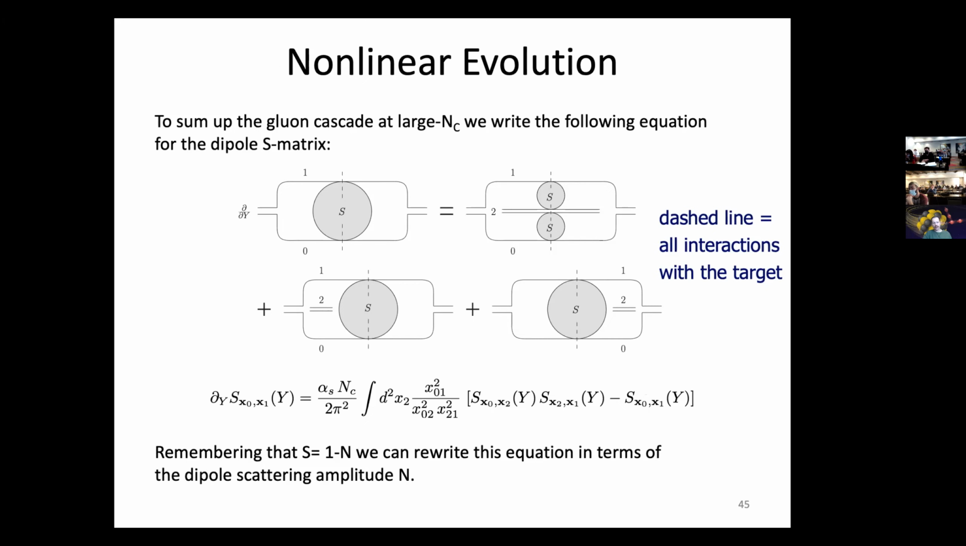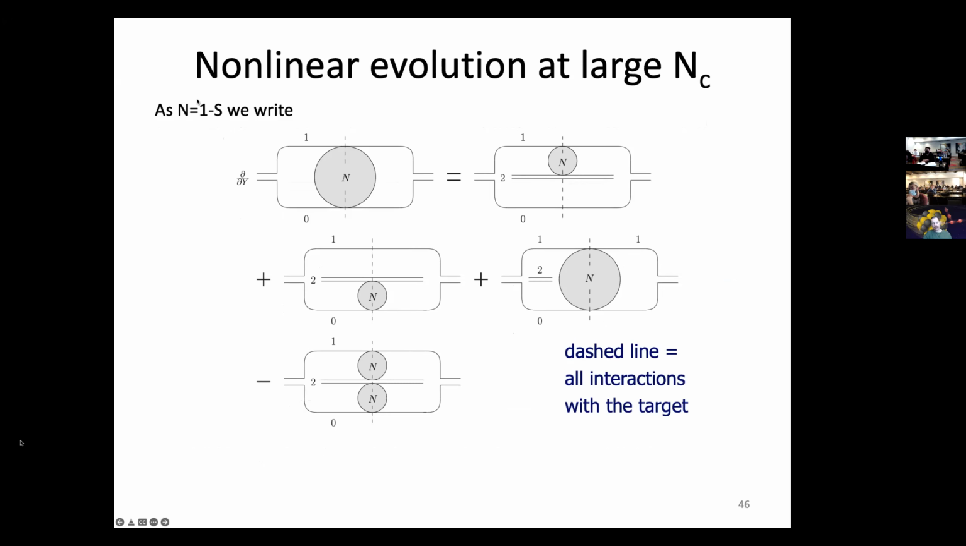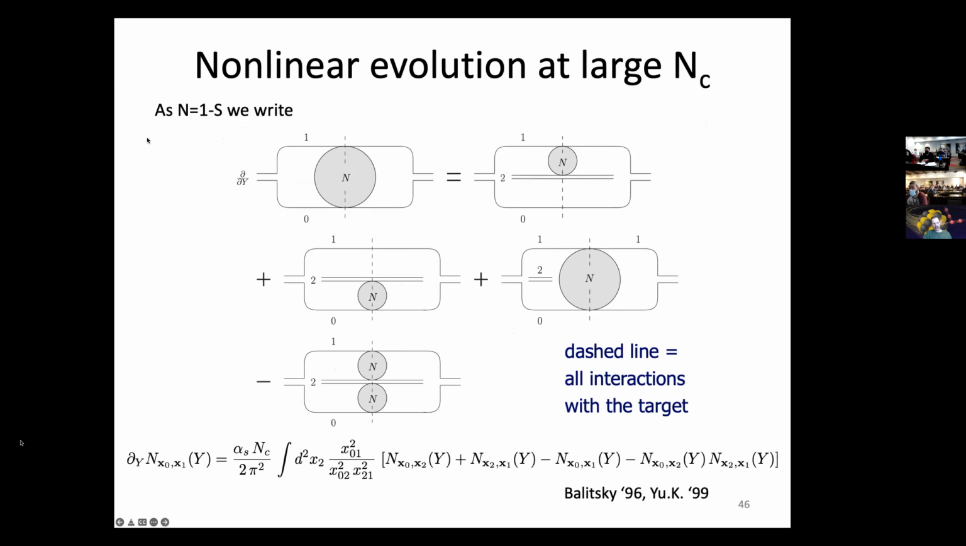And if we want to rewrite it for the dipole amplitude n, like I argued, n is 1 minus S. So for n, diagrammatically, it looks like this. We have several linear terms, and then you have a quadratic term. So really, it's just a simple replacement of S by 1 minus n. Bottom line, you get this nonlinear evolution equation. And n now is the dipole amplitude, the same dipole amplitude we talked about in much of yesterday's discussion. It has 4 terms on the right. 3 are linear in n, and 1 is quadratic.